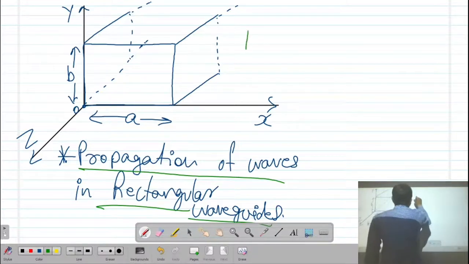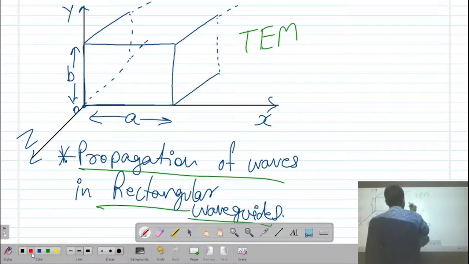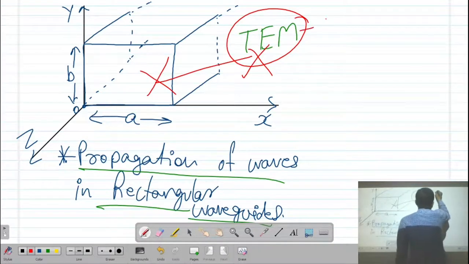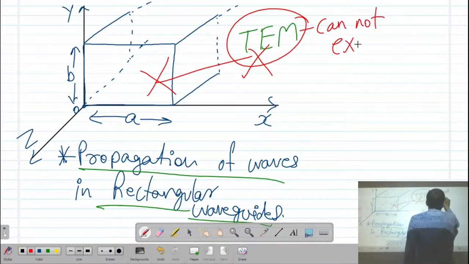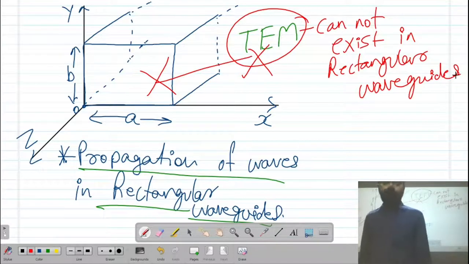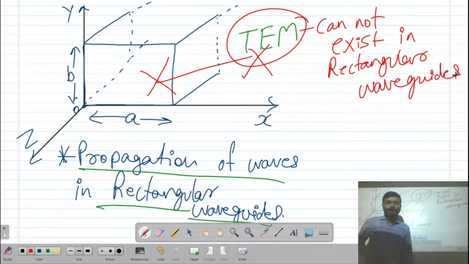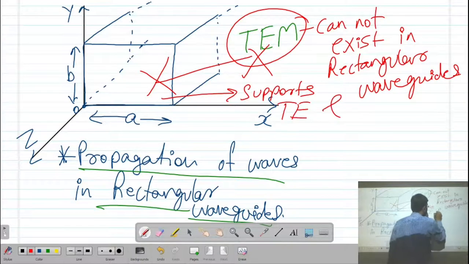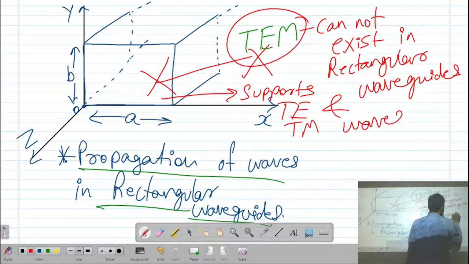The reason is that a TEM wave, transverse electromagnetic wave, cannot exist in a rectangular waveguide. We want to prove that a transverse electromagnetic wave cannot exist in a rectangular waveguide. Why? Because rectangular waveguides only support transverse electric and transverse magnetic waves.